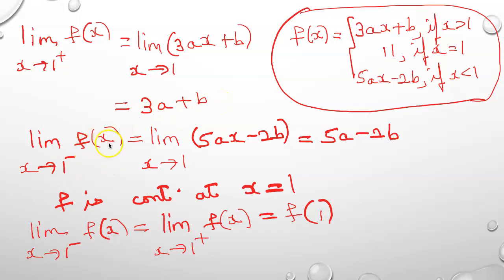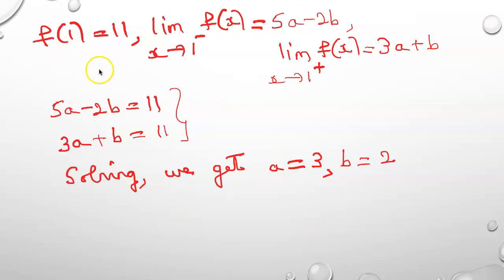The limit as x tends to 1 from the left of f(x): 1 to the left means x less than 1, so f(x) is 5ax minus 2b. Substituting x equal to 1, you get 5a minus 2b. Now f is given to be continuous at x equal to 1, so the left-hand limit equals the right-hand limit equals f(1). We have the left-hand limit as 5a minus 2b and the right-hand limit as 3a plus b, and f(1) is 11. So we get 5a minus 2b is 11, and 3a plus b is 11, because left-hand limit equals right-hand limit. Solving simultaneously, you get a is 3 and b is 2.